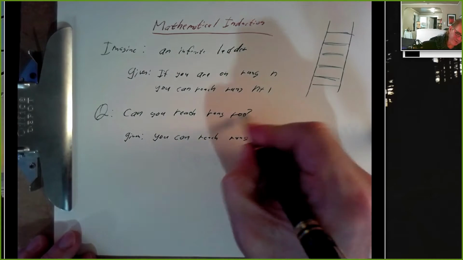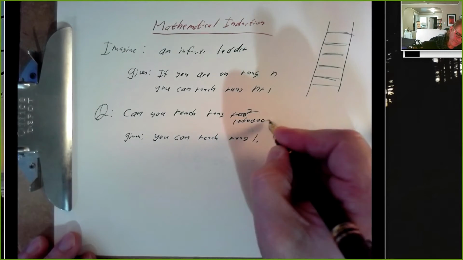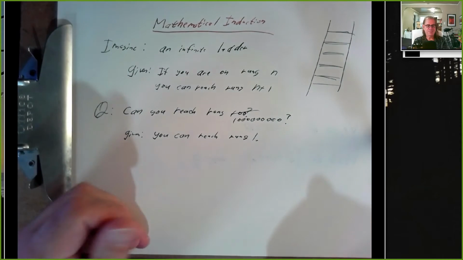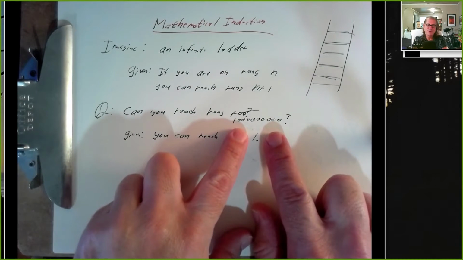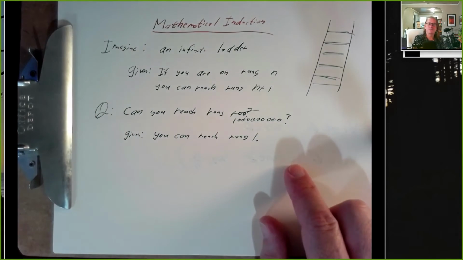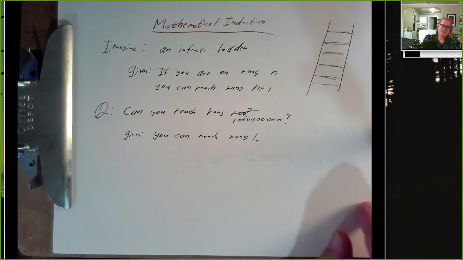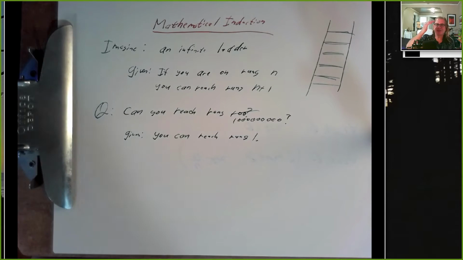All right, what if I wanted to reach rung 1 billion? Could we write a billion-line proof to conclusively prove that this is reachable? Absolutely. I'm not going to do it, but we could do it. And I think we can clearly see in our heads that there's no reason we can't do what we did for 10 or 100 and just extend it to 1 billion.